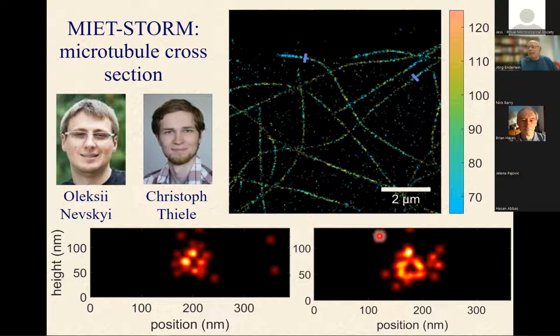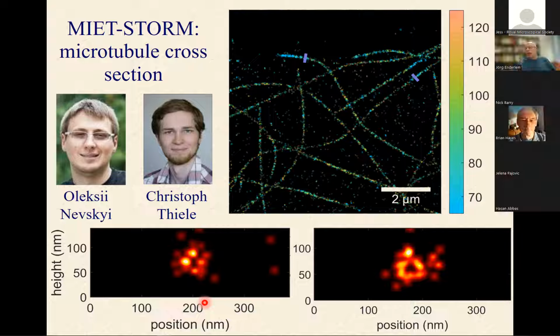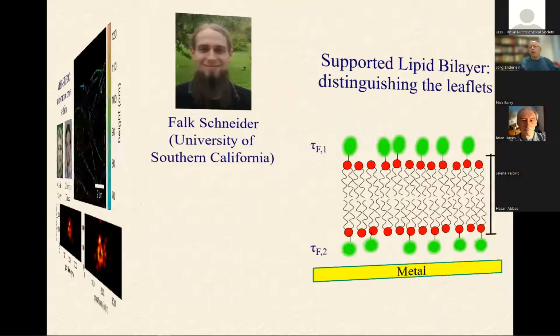Then we get exactly what we expect from the cross section of these images. So I think this is now a very nice method to have the best from both worlds. We get super high resolution along the optical axis with metal, and we get super high resolution laterally with standard single molecule localization microscopy. But still, this was not the end of the story, because we wanted to go even further.